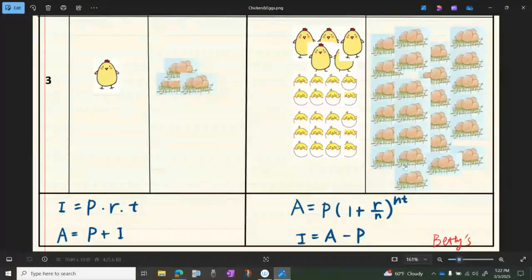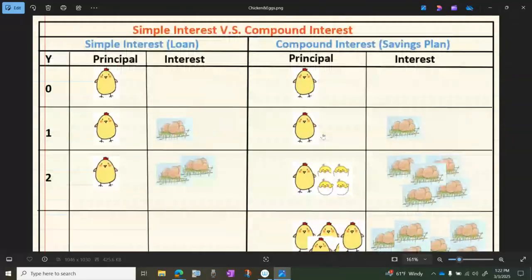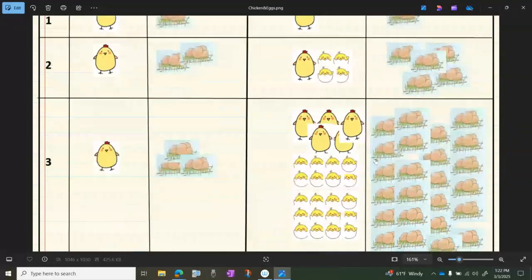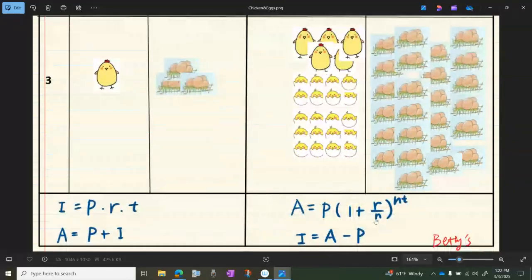So my picture is, when n equals 1, it means the chicken lays eggs once a year for you. So n equals 1. What if your chicken lays eggs twice a year? Then you would have interest generated twice a year, right? So in that case, n equals 2. What if your chicken lays eggs every quarter, 4 times a year, every 3 months? Then n equals 4. That means you have interest generated 4 times per year.